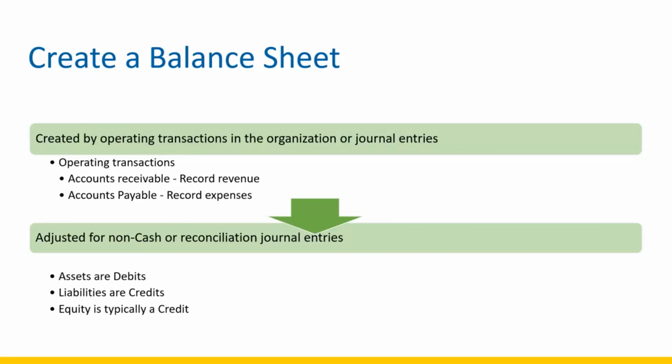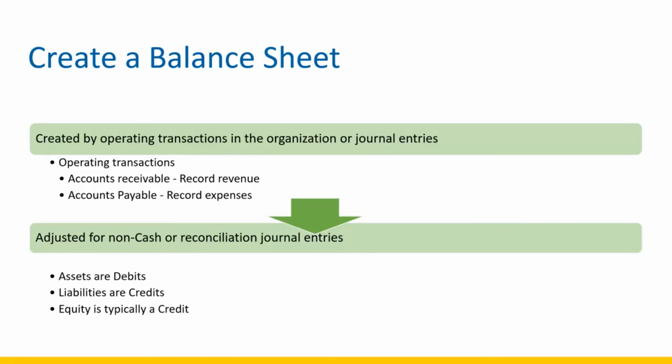So I increase my assets, those are debits. I credit my liabilities to increase my liabilities. My equity is typically a credit. So what does this mean? When I record reconciliation journal entries, I might reconcile my bank account and put through some bank charges. So if I'm going to do that, I'm going to debit bank expense and credit cash.